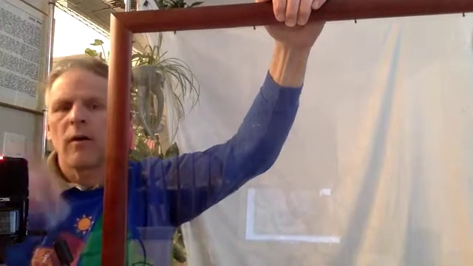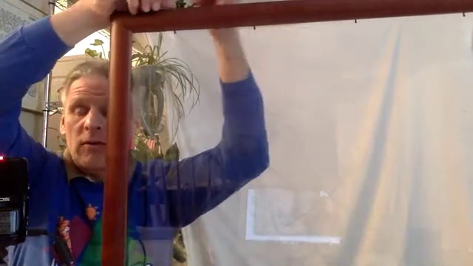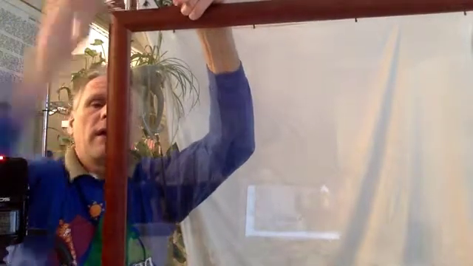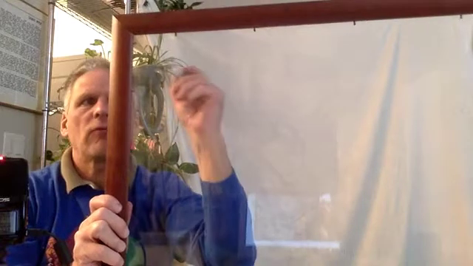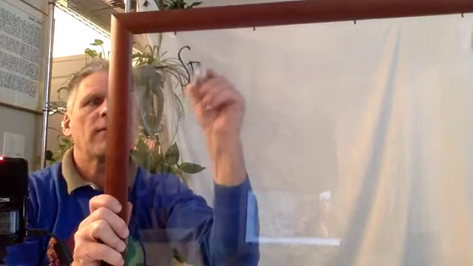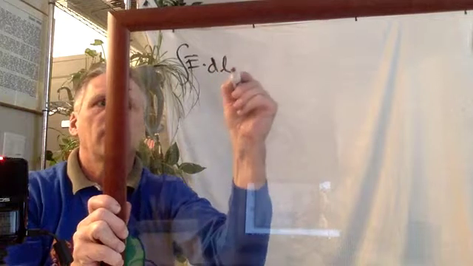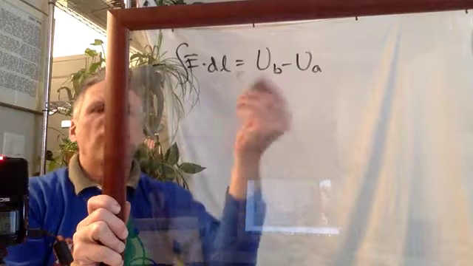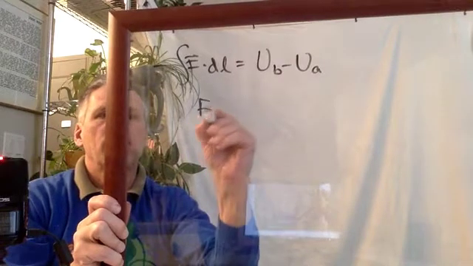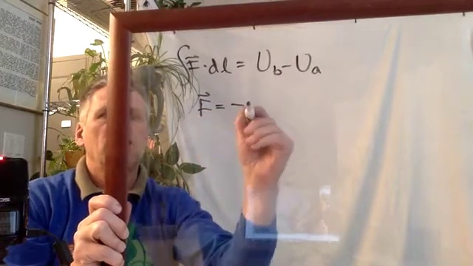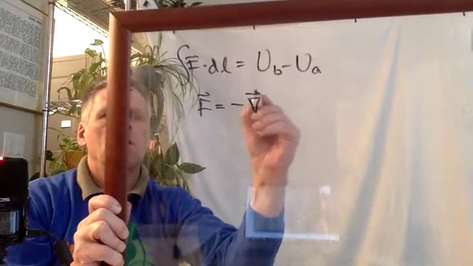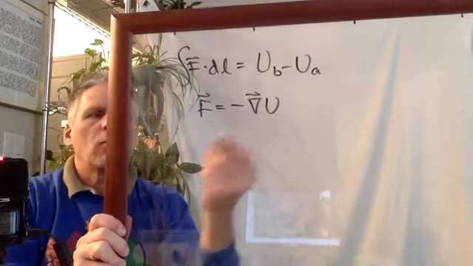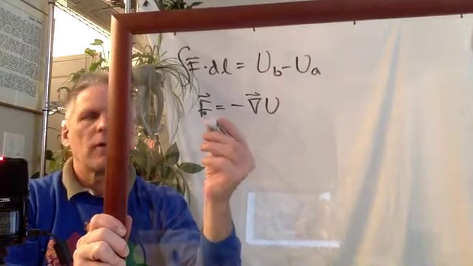Continuing on with the idea of potential energy, but now we're going to extend it to the electric potential energy. So let us go ahead and write, nothing has changed. We're going to have minus F dot dl equals UB minus UA, which implies that F equals minus the gradient of U.